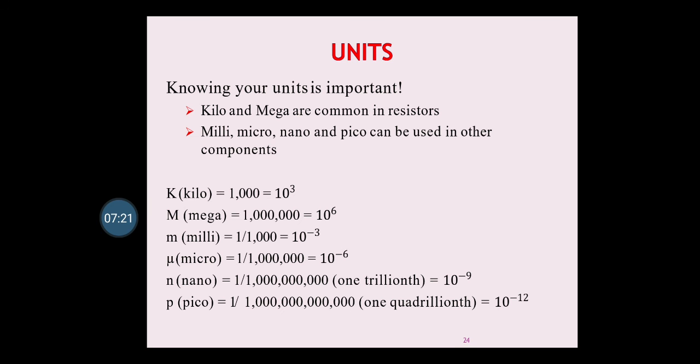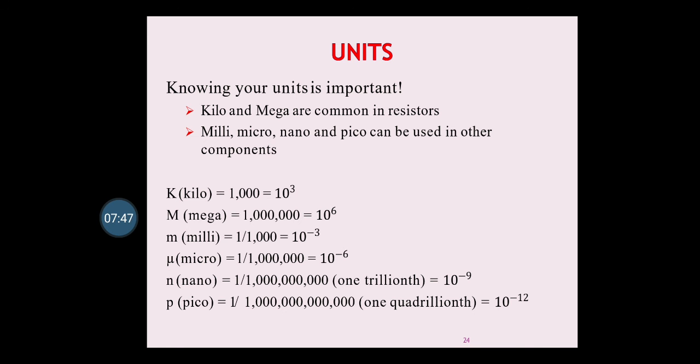Now this is the most important topic, the units. Whatever value you calculate of the resistor, mostly it is in kilo ohms. So kilo means 10 raised to 3, that means 1000. Sometimes you will get a value of 5000. What that means is 5 into 1000, so 5 into 10 raised to 3, that becomes 5 kilo ohms. So you have to put that value in a standard form.